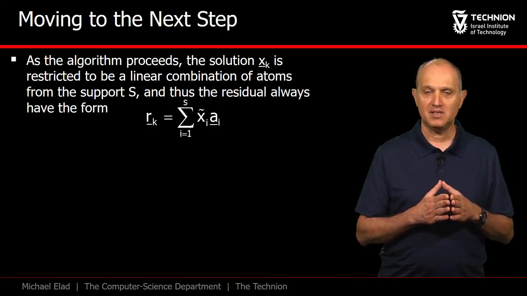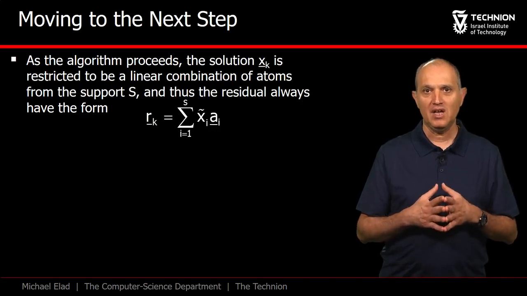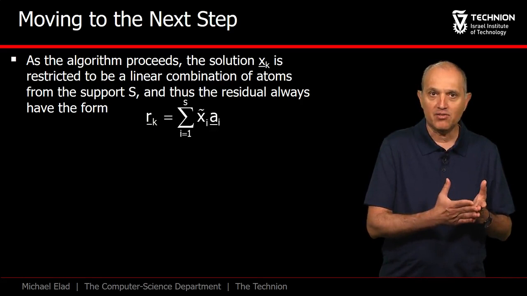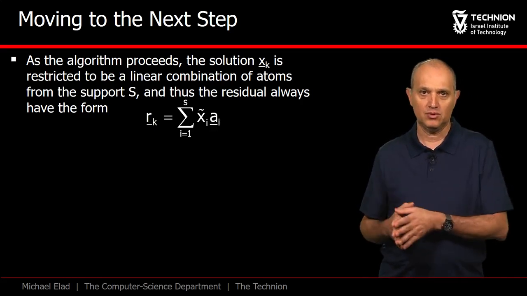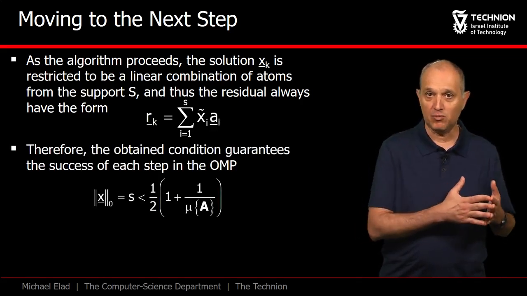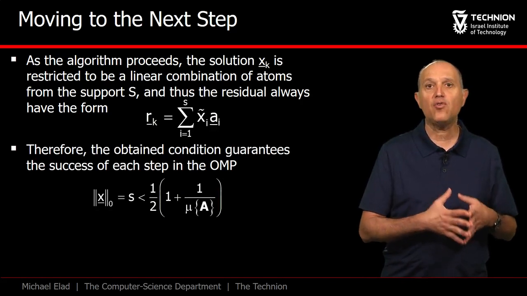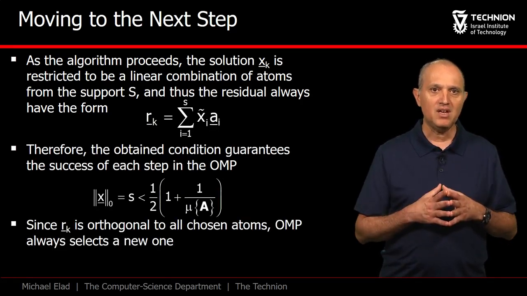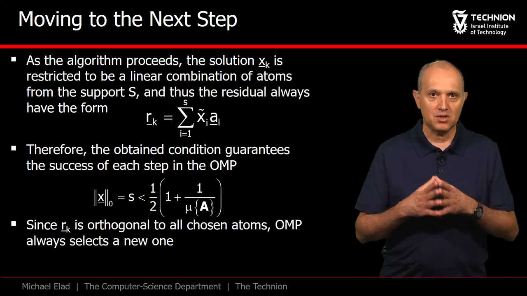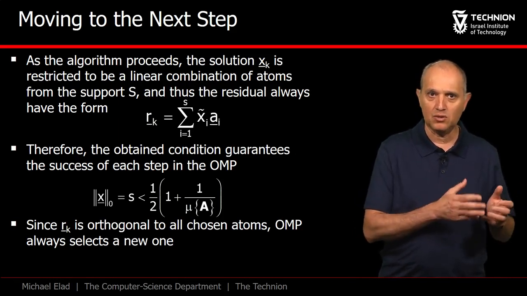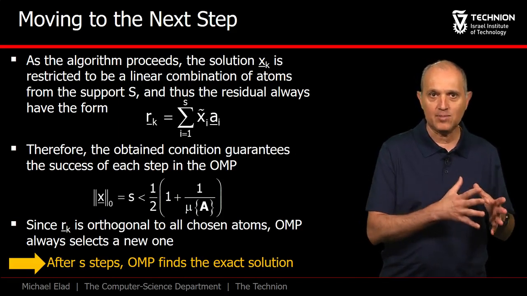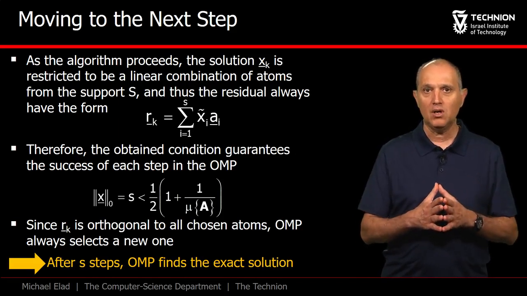As the OMP commences, xk is always relying on atoms from the true support. And this implies that the residual is always of the same form, being a weighted average of atoms from the true support. Thus, the condition on S we have obtained guarantees the success of all the OMP iterations. Recall that OMP never chooses the same atom twice. This is because of the orthogonality of the residual to the already chosen atoms. This means that after exactly S steps, OMP completes its work with a perfect solution.